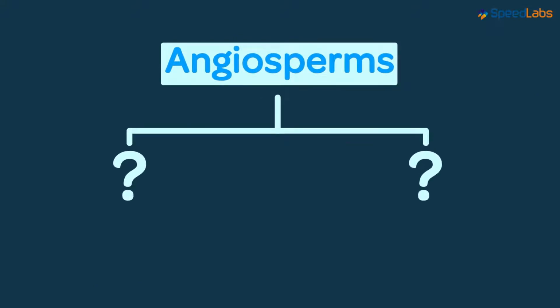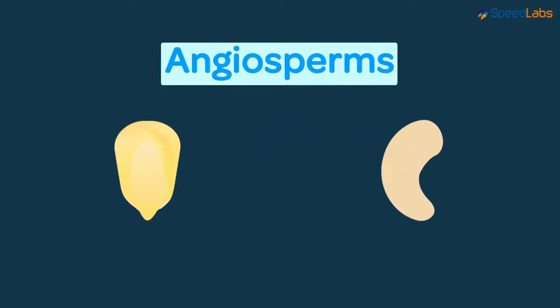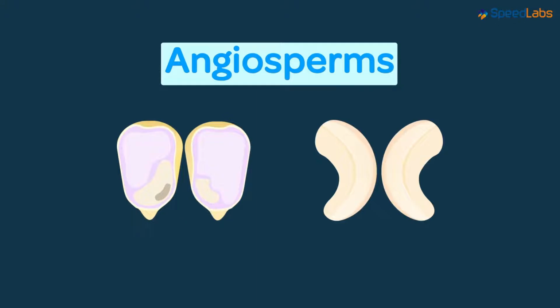Angiosperms are further divided into two major categories. And which are these types? Well, here's a cashew nut and a maize grain on our screen. Can you tell me what will happen if we cut them in one stroke like this? It's obvious that the cashew nut will be cut in exact two halves. But the maize will not be cut symmetrically.